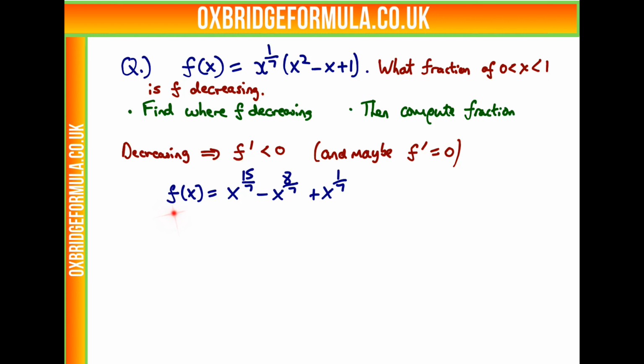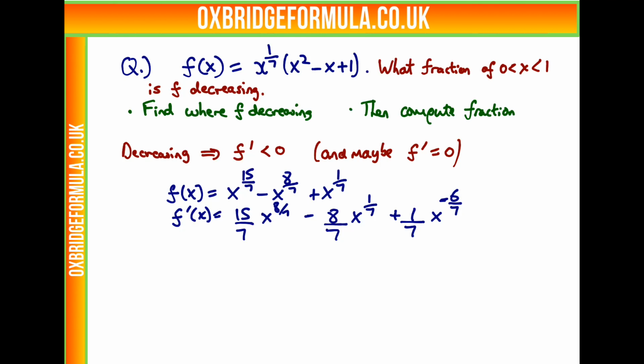To simplify f first, we can multiply this x to the power 1 over 7 into our bracket, which gives us this expression. Differentiating this, which we can do term by term, gives us exactly 15 over 7 times x to the power of 8 over 7, minus 8 sevenths x to the power of 1 over 7, plus a 7th x to the minus 6 over 7. How might you simplify this?